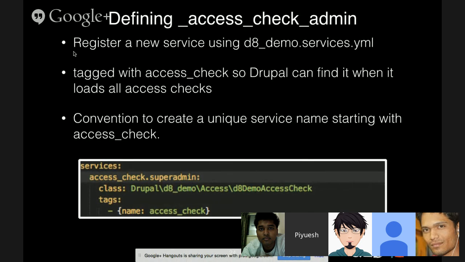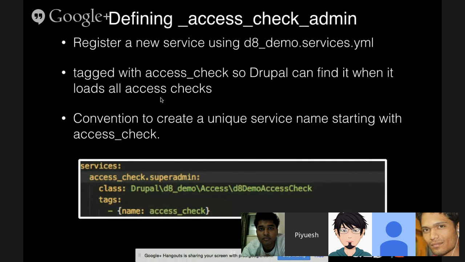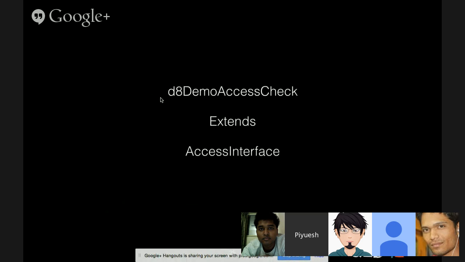Module name dot services dot YML file. Then a services index. Under the services, you define the service name: access_check.superadmin. Then class, the class that it should point to, and then tag. Now, let's take a look at what this class should do.